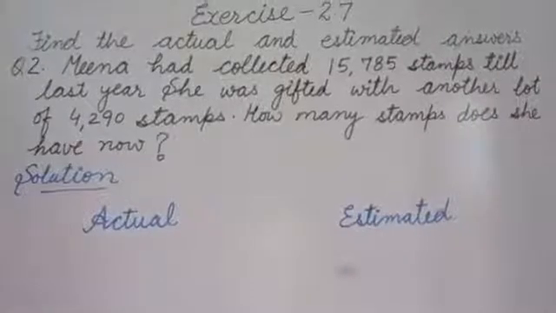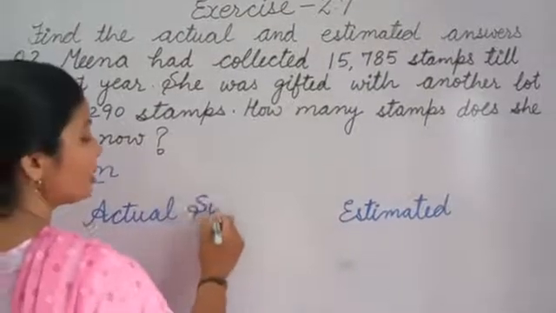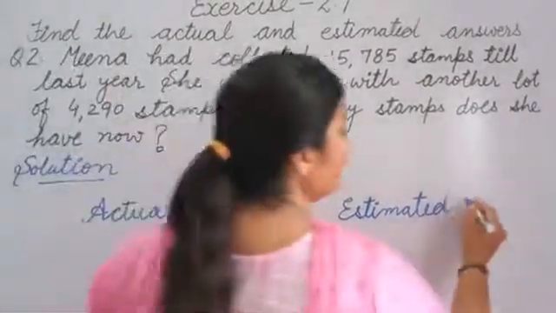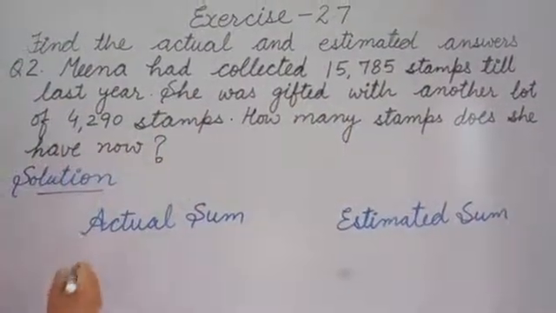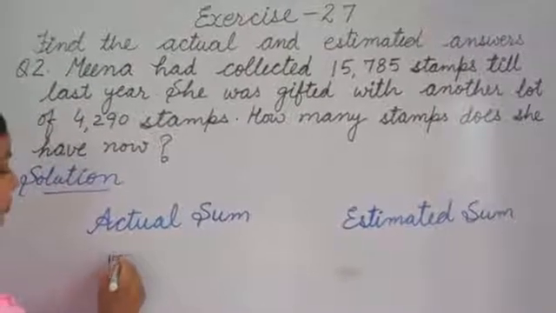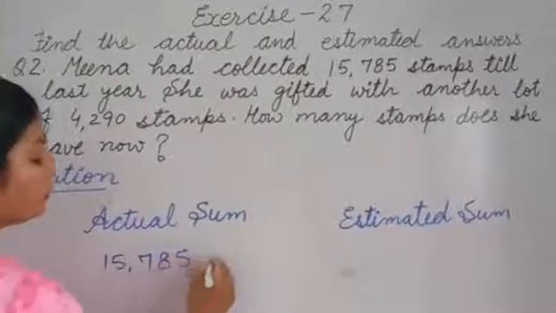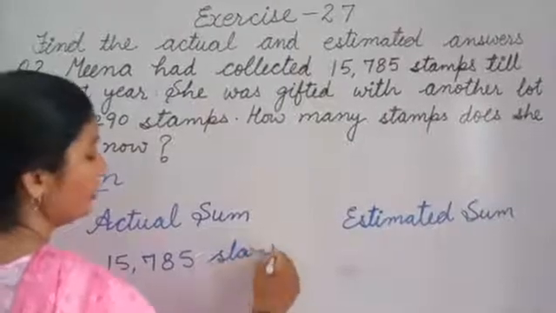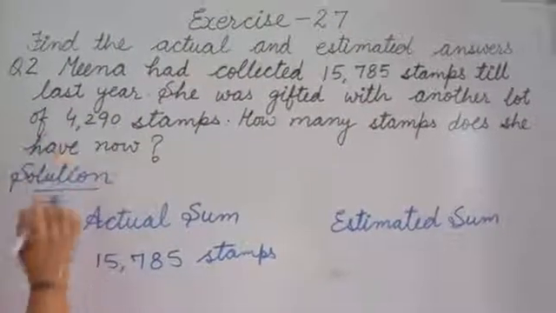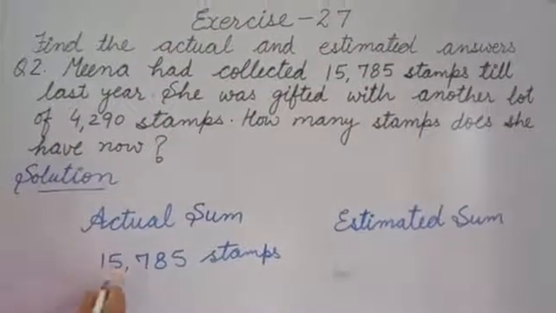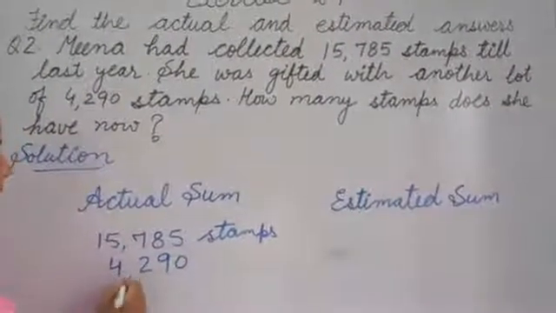Okay. So for that now we start solution. Actual sum and we have to find estimated sum. So here is actual sum. And here we have to find estimated sum. So first of all actual we have to write. First number is what? 15,785 stamps. And now 4,290 stamps. So where we have to write 4,000? Down of 5. 4,290 stamps.